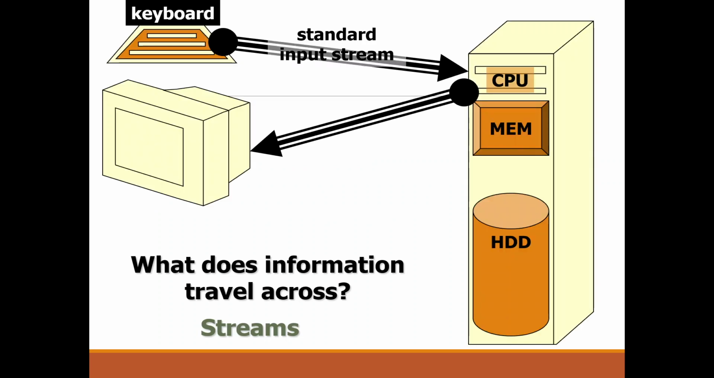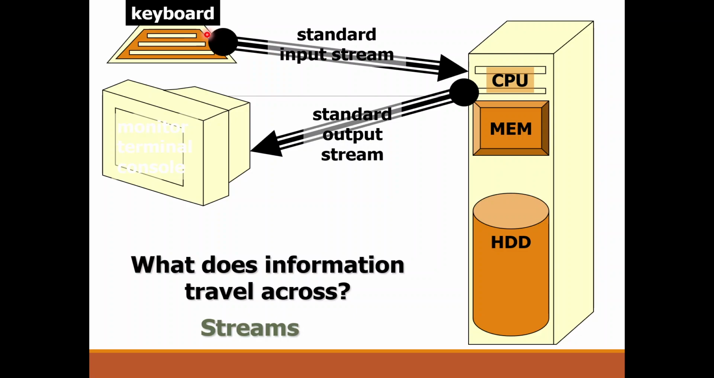What does information travel across? As shown in this diagram, we have your keyboard, which is acting as an input device. We have multiple devices by which we can accept input, but in this case, I'm accepting the input via keyboard. The user will enter some data and that will be given to the processing unit by using the standard input stream, right? That is one part.